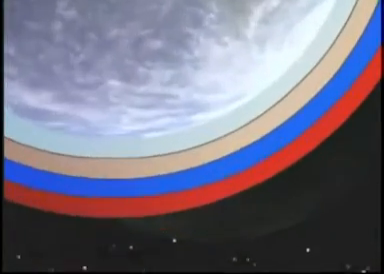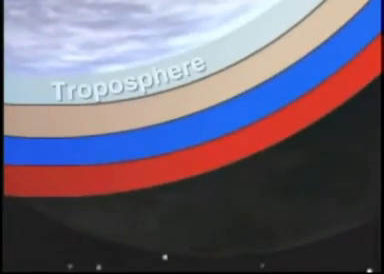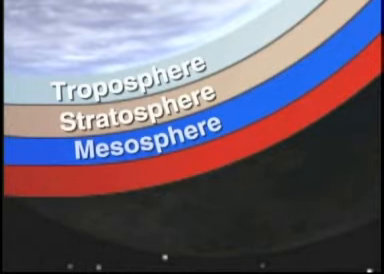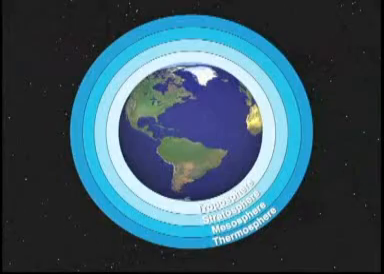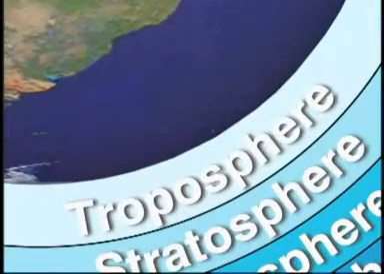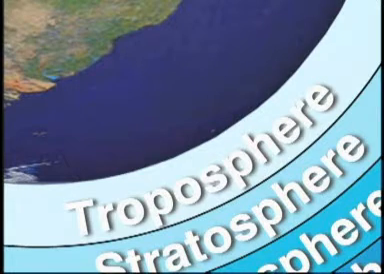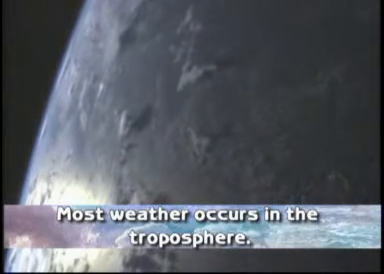The atmosphere is composed of 4 layers of gases: troposphere, stratosphere, mesosphere, and thermosphere. These layers float above the Earth, one on top of the other, with the less dense layers on top. The troposphere is the densest layer. It begins at the surface of the Earth and extends 10 miles skyward. This is where most of our weather occurs.